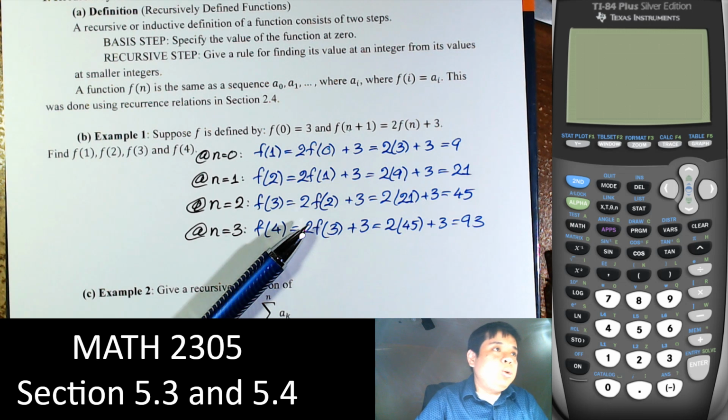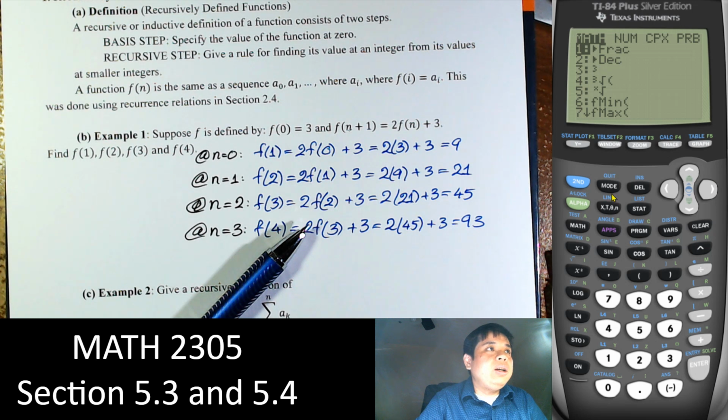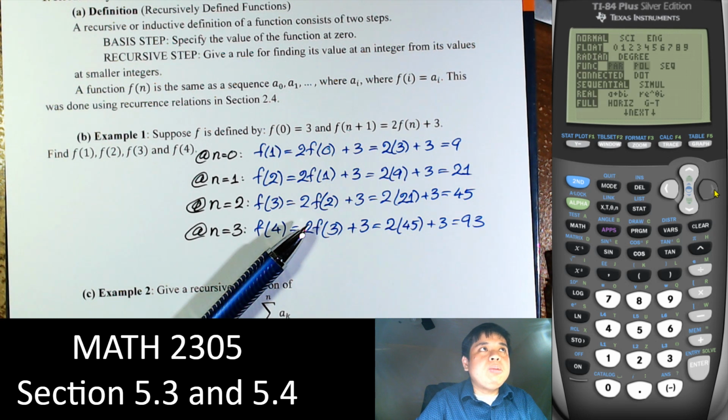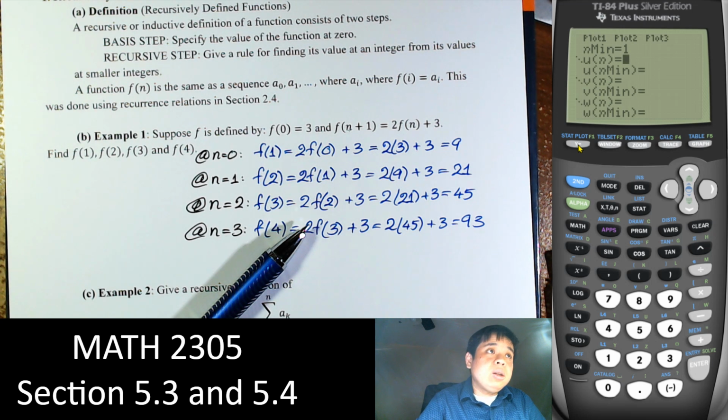Right. Now if we use a calculator, we can do this. Hit mode, and make sure it is in sequence mode. So we enter the recursion relation in sequence. Under y equals, we start with f of 0 equal to 3, and for f of n, we don't have n plus 1, so we start with u of n equal to 2 times u of n minus 1 plus 3.